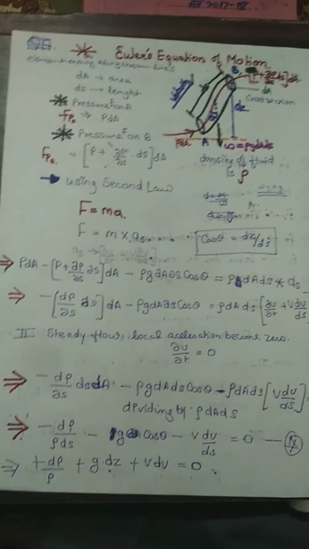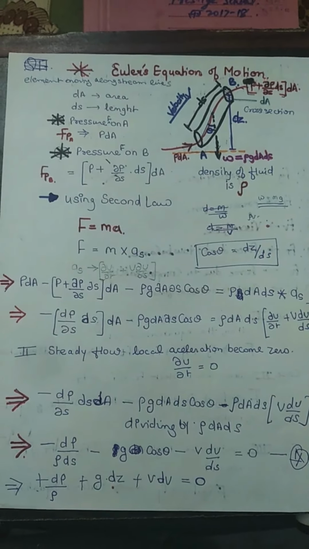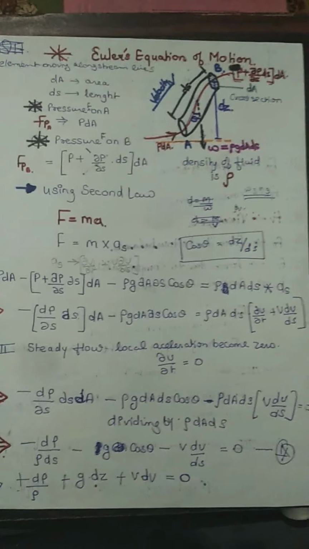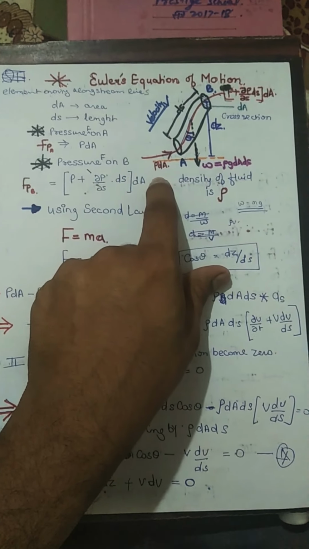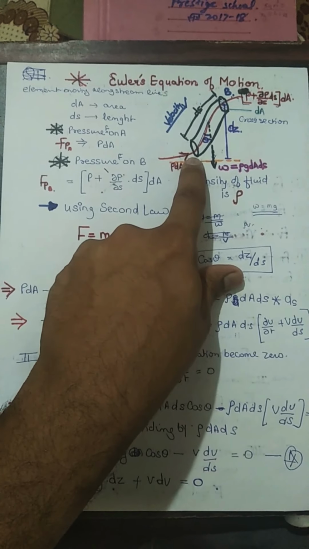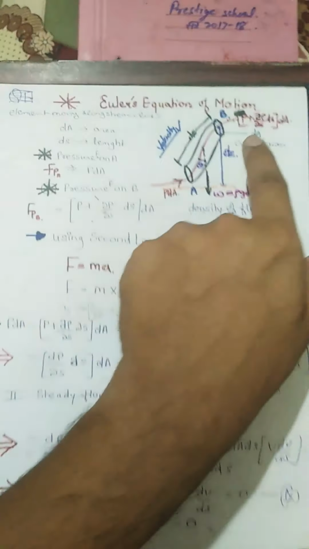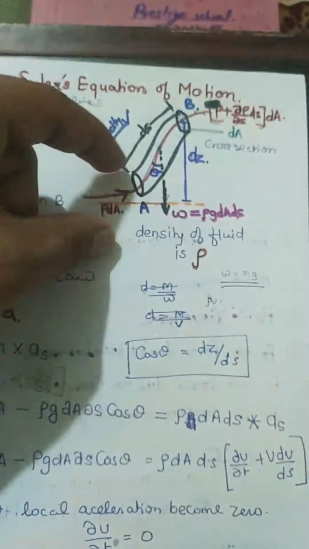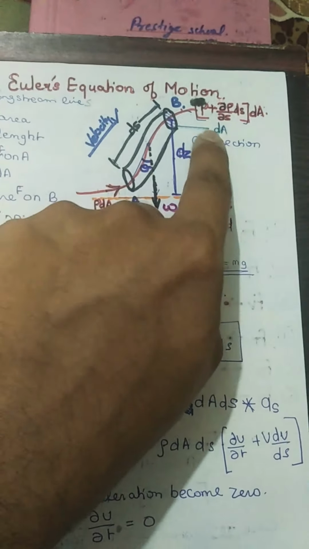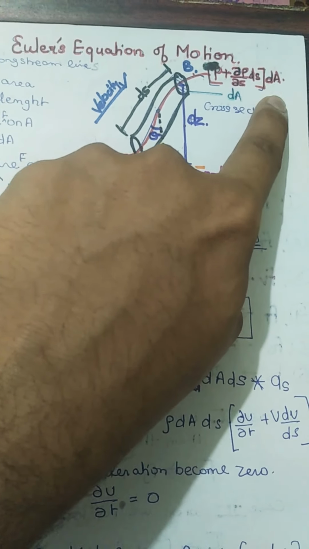Now pressure force, we have to take out the pressure force. Here we'll see that is pressure force. What is force in terms of pressure? Yes, that is force equals pressure into area. So the pressure in A, that is P, and the area, that is dA. So we can write pressure force is P into dA. Similarly, the pressure at B, that is pressure at A plus some small change that occurs here, that is P plus del P by del S into ds or into area.